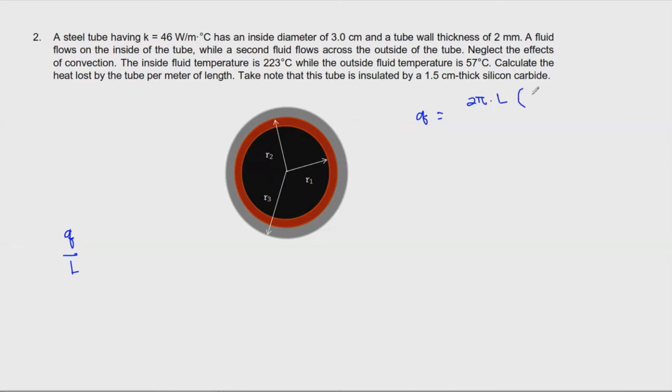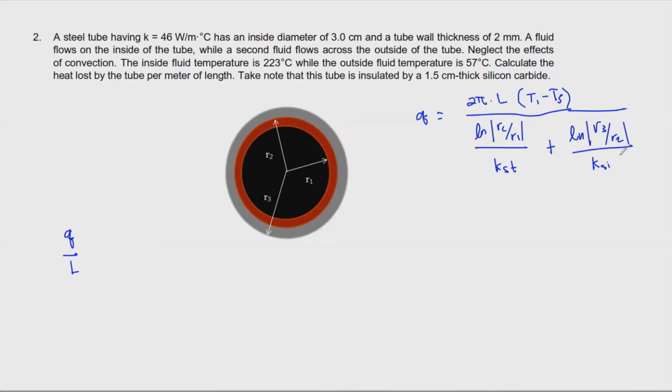With that, the expression should be T1 minus T3, divided by the logarithmic difference of R2 and R1 over the thermal conductivity of the steel, and then added with another resistance given by R sub 3 over R sub 2, and the material is the silicon carbide. So this is our general equation, and we just need to plug in all the values that are given in our problem, and of course from the table if we need it, and just have to find the answer.